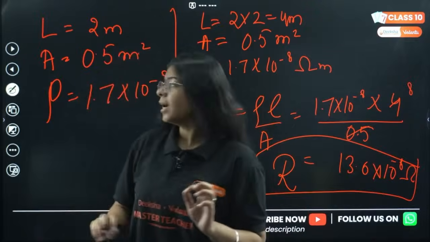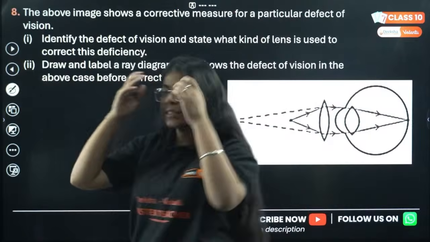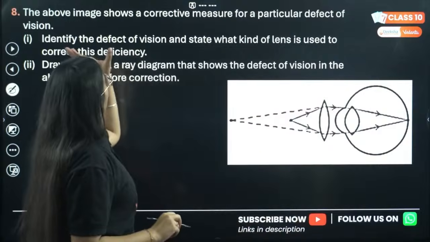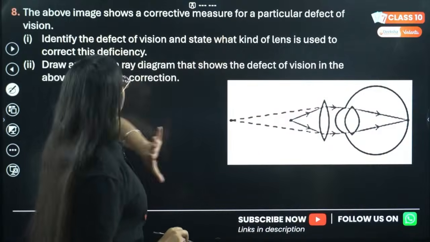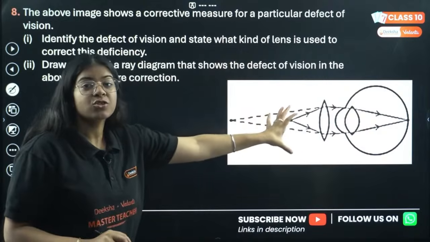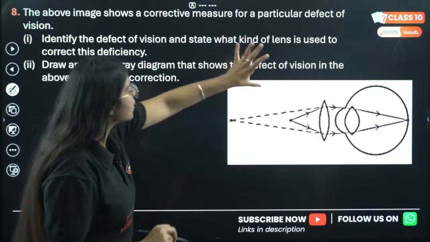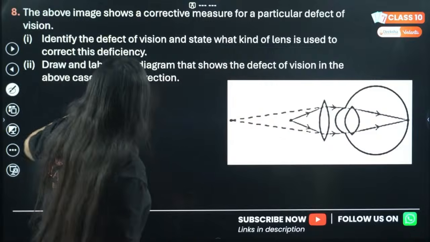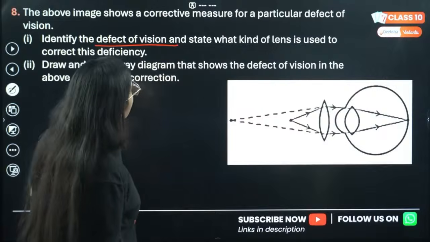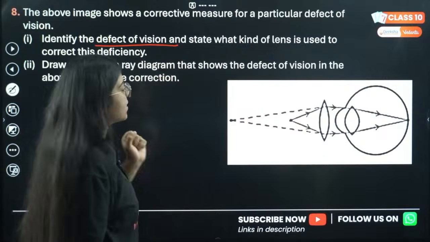Correct? Done. Let's move on to the next question, which says the above image shows a corrective measure for a particular defect of vision. There is some defect and it shows the corrective measure, so it's a corrective diagram. First, identify the defect of vision and state what kind of lens is used to correct this deficiency.